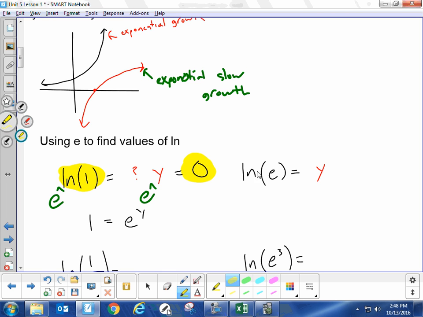So same with this one, log of e. I don't know what log of e is. I say it's equal to some mystery number. Well, I take e to the power of both sides. e to the log kind of undoes each other, and it just leaves me with e is equal to e to the y. What does y have to be? 1. It's another thing: the log of e is 1.